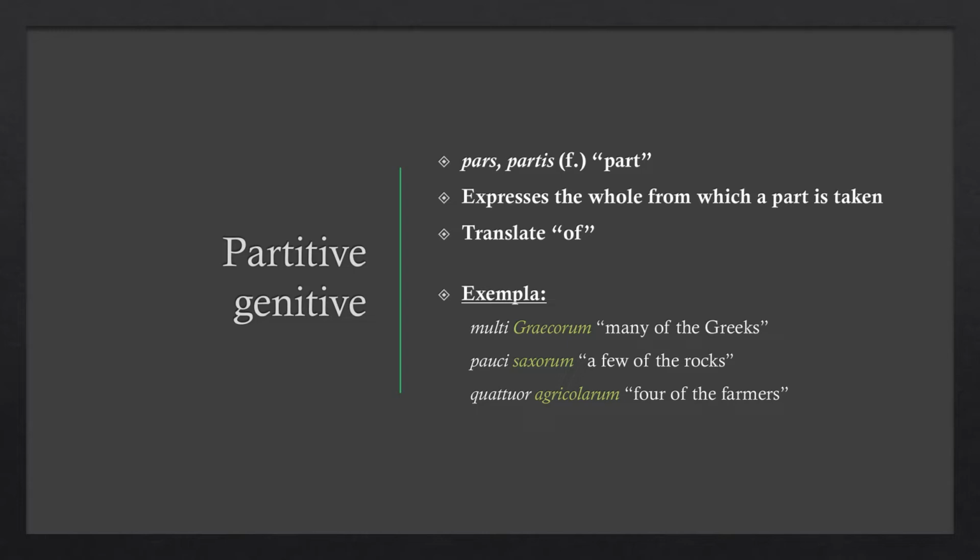Pauci saxorum would translate to a few of the rocks. Again, with saxorum being the whole from which the part, pauci, is taken, and thus is a partitive genitive. Quattuor agricolarum would translate to four of the farmers. Four is the part, and agricolarum, our partitive genitive, is the whole from which it is taken.